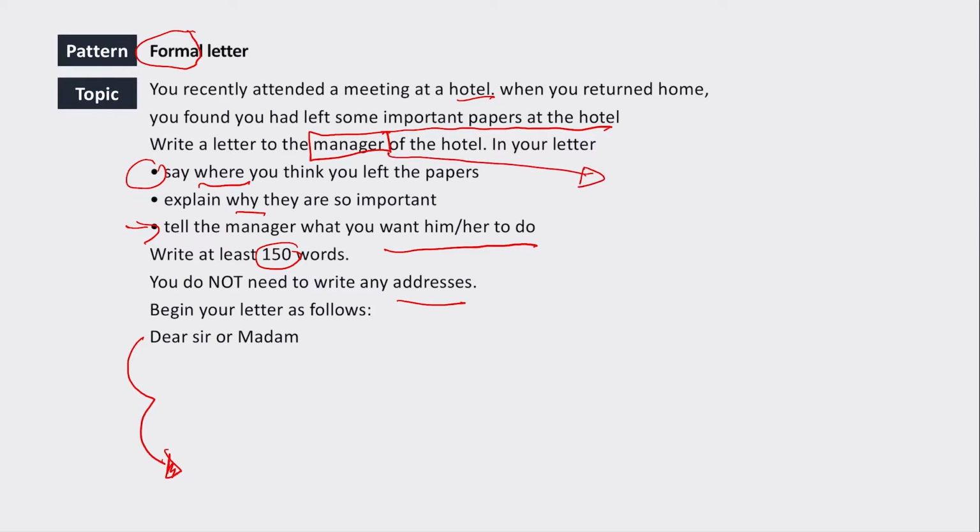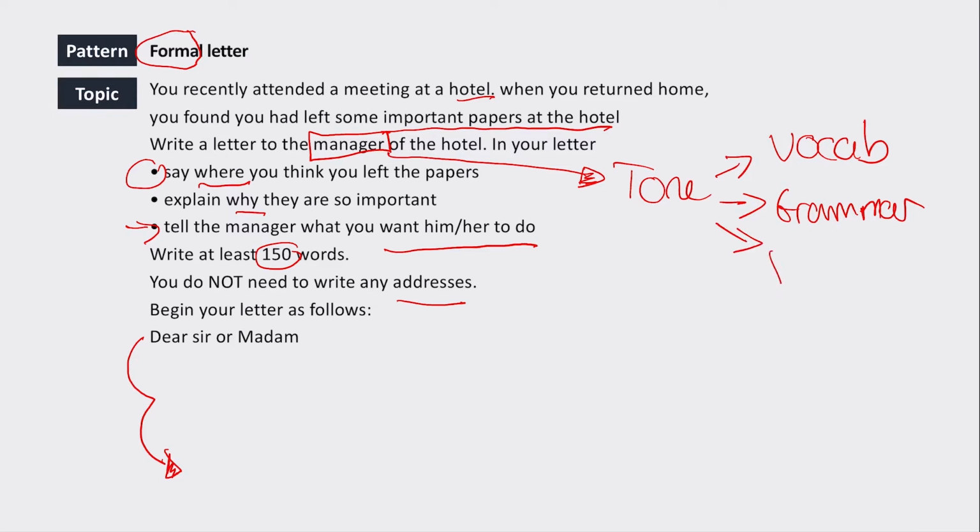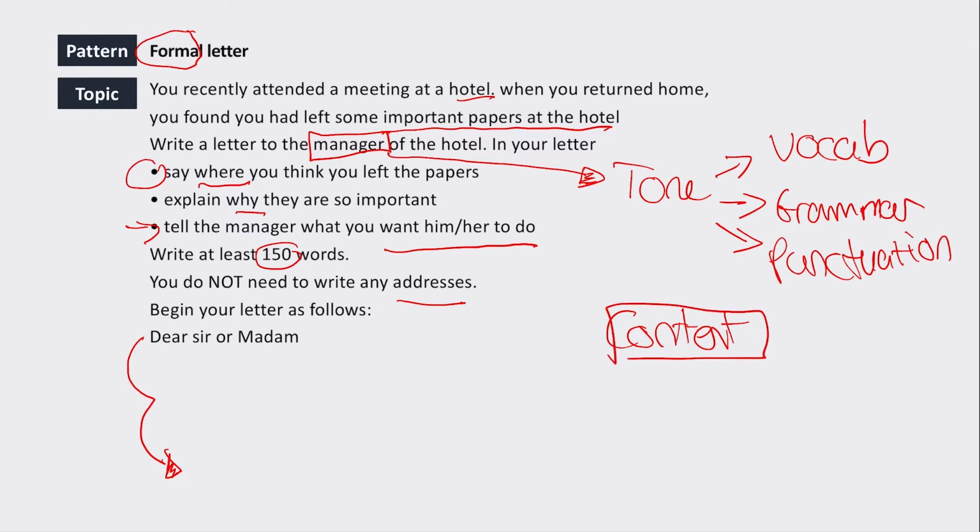Okay? So you should be formal, not only in your tone, which includes your vocabulary, your grammar, and your punctuation, but also in the content of what you're giving in the letter. So there are sort of two parts to formality. There's the tone, how you say something, and then also the content, which is what you say.